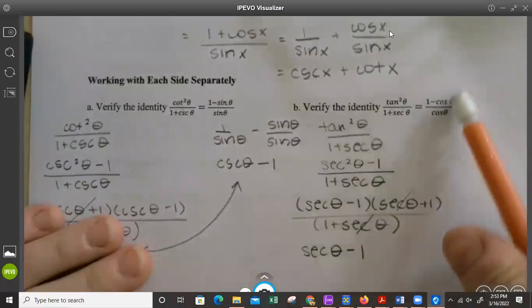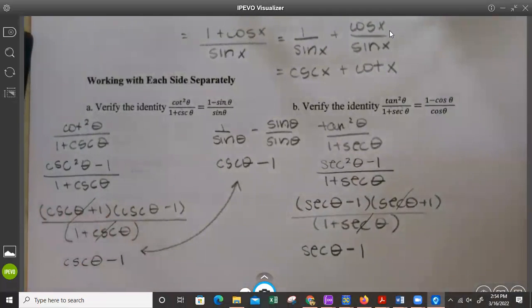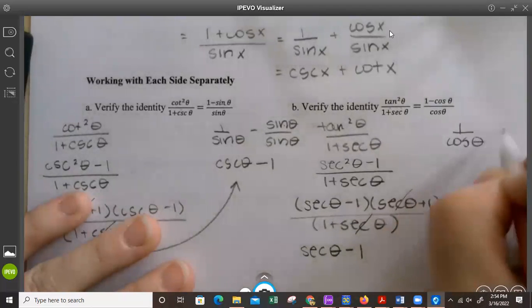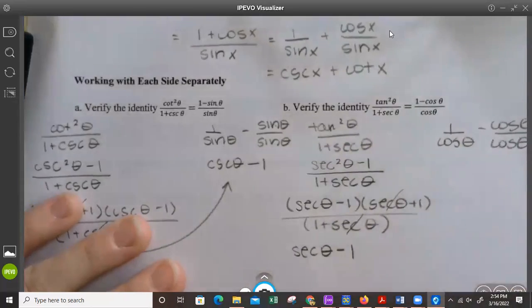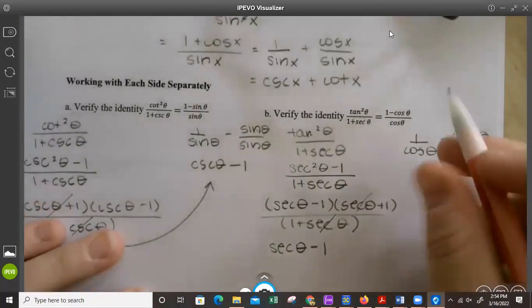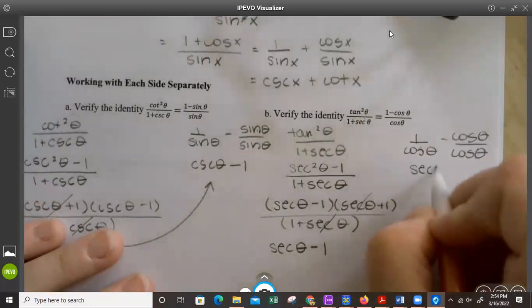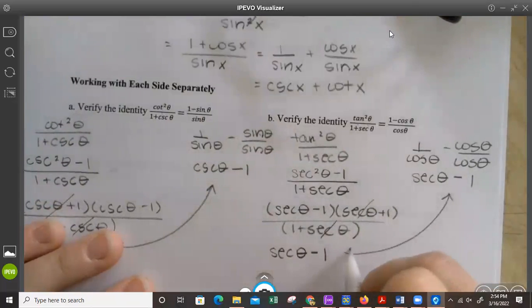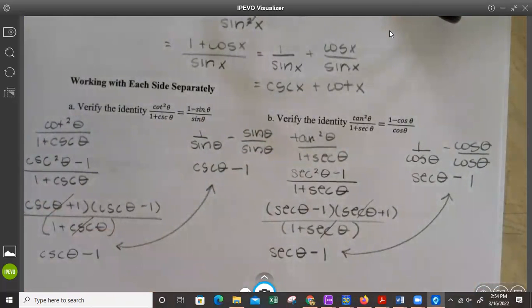It's addition or subtraction in the top, which means that's good. What can I do to it? Split it into 1 over cosine theta minus cosine theta over cosine theta. What's 1 over cosine? What's cosine over cosine? These two are the same. I didn't go anywhere. I didn't do anything.